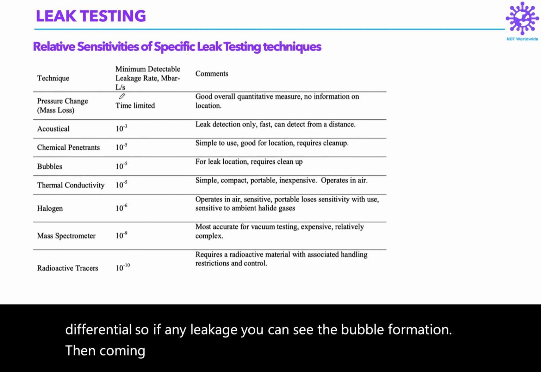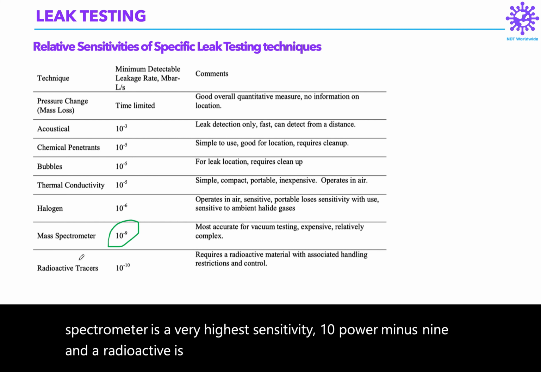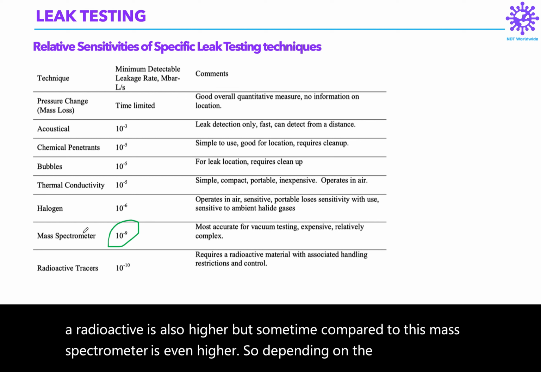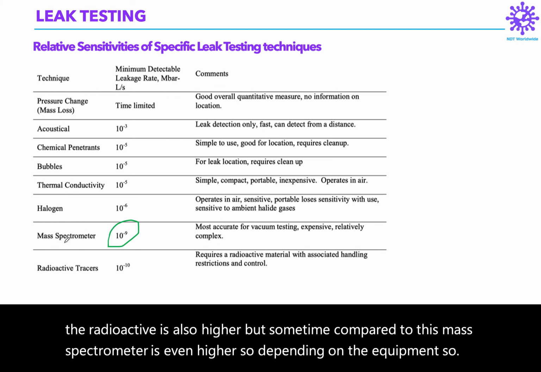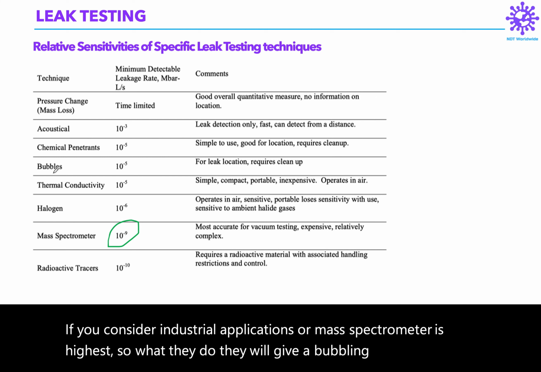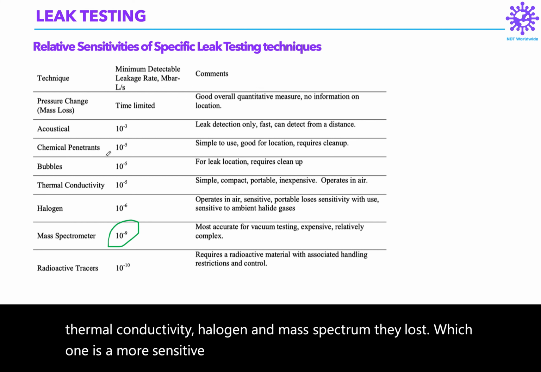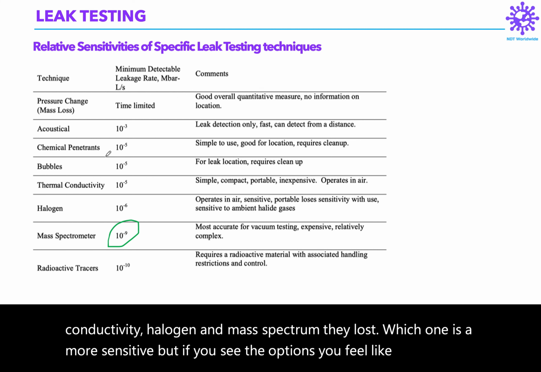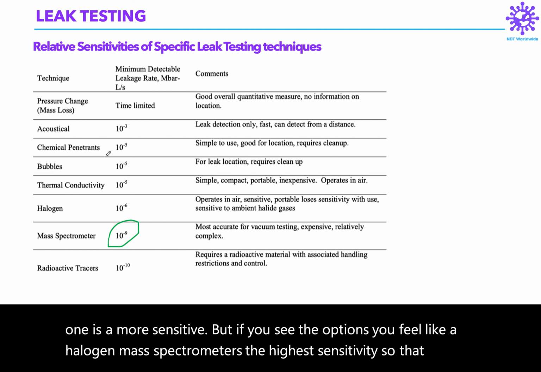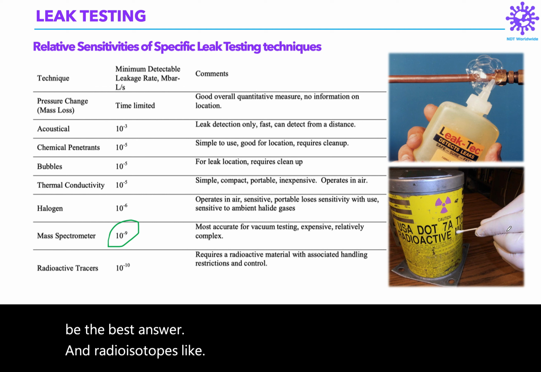Then coming to the comparison of the sensitivities, as I told, the mass spectrometer has a very high sensitivity, 10 power minus 9. Radioactivity is also high, but sometimes the mass spectrometer is even higher, depending on the equipment. For industrial applications, the mass spectrometer is the highest. They may give bubble leak testing, thermal conductivity, halogen, and mass spectrometer, and ask which one is more sensitive. If you see the options, the halogen mass spectrometer is the highest sensitivity, so that would be the best answer. And radioisotopes, like the wipe test.